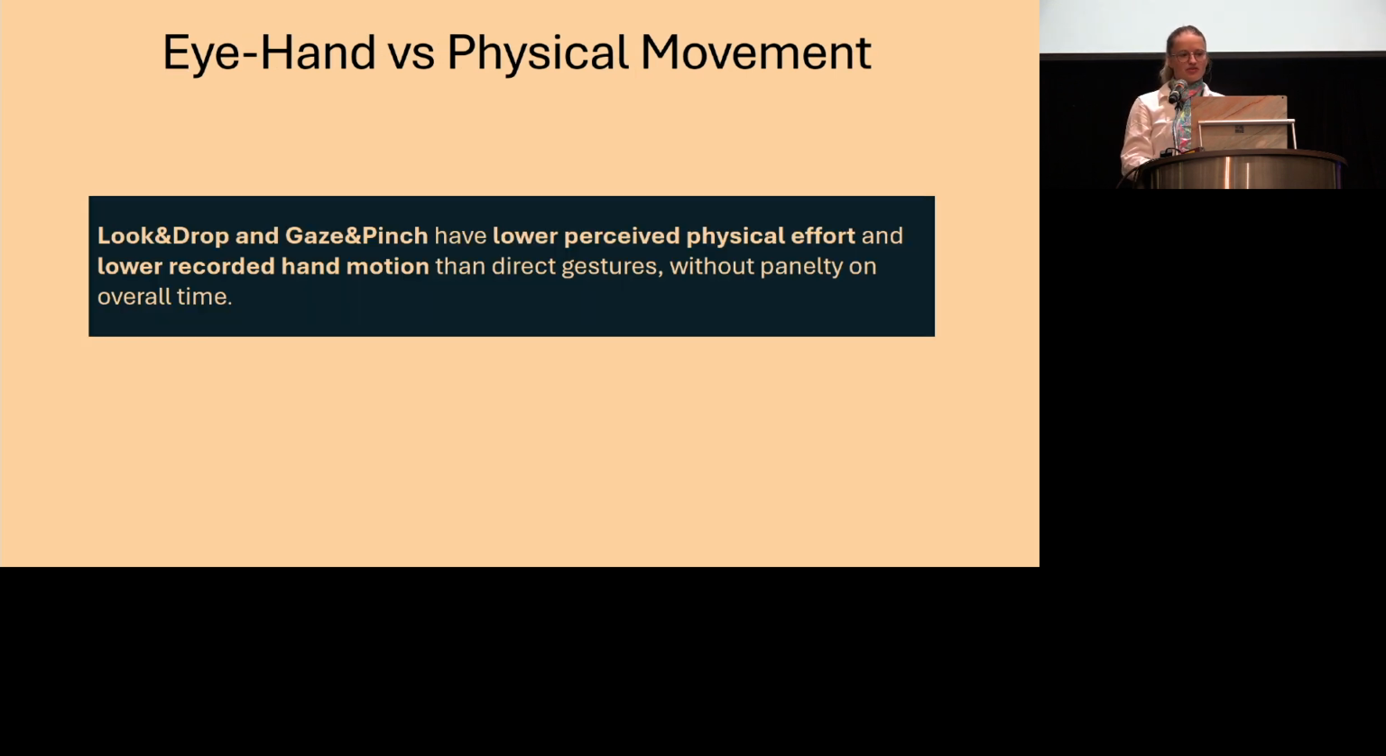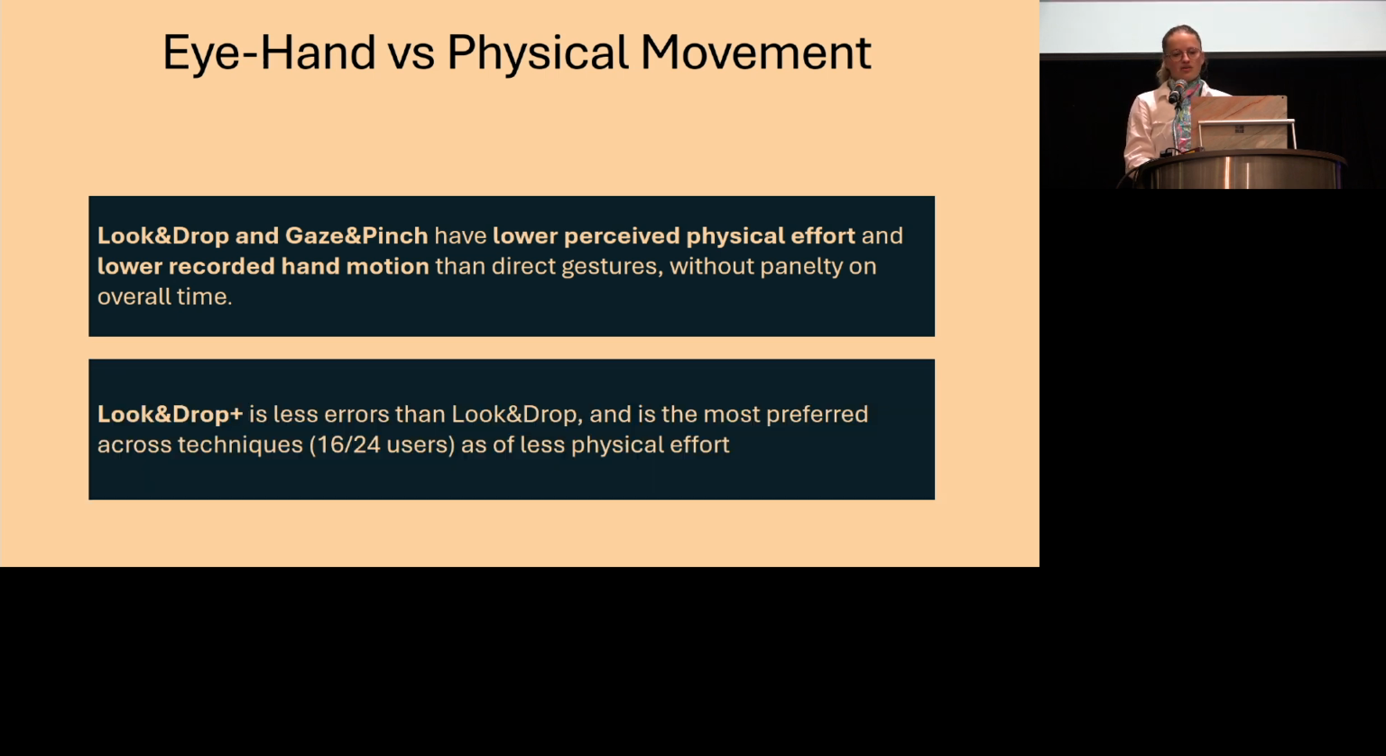So for eye-hand versus physical movement, our key findings were that look and drop and gaze and pinch have lower perceived physical effort and lower recorded hand motion than the direct gestures without penalty on overall time. Also, the look and drop plus is less error prone than the look and drop, and it was the most preferred technique, for 16 of 24 users.